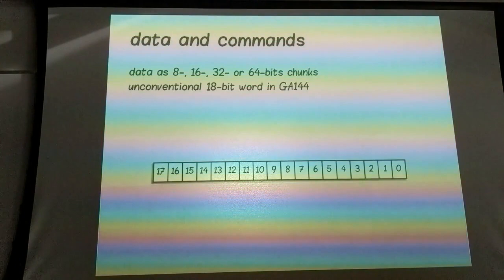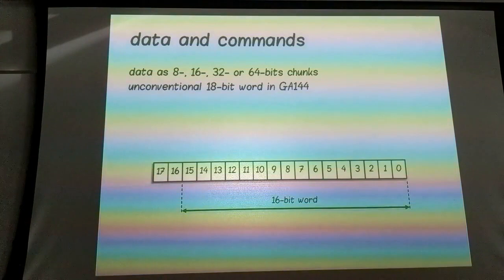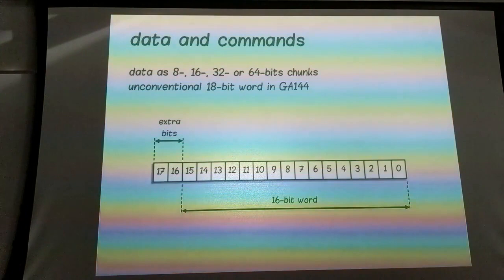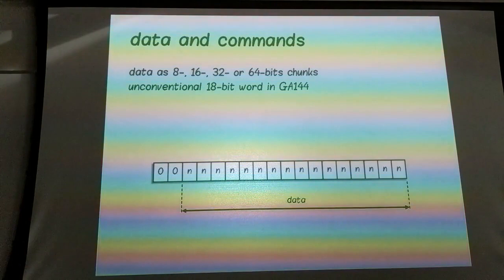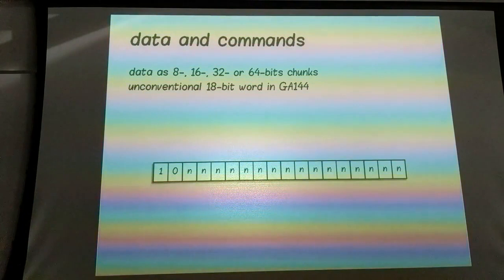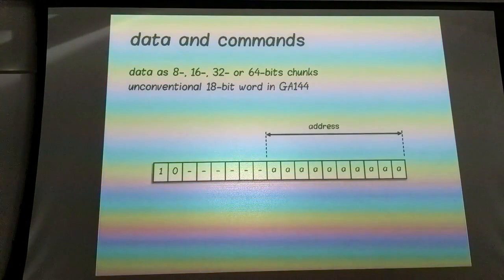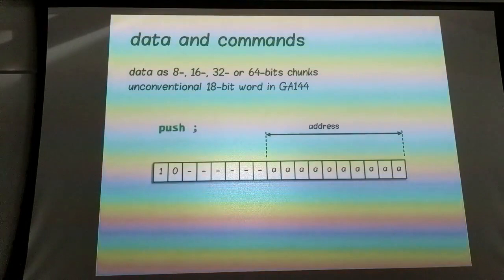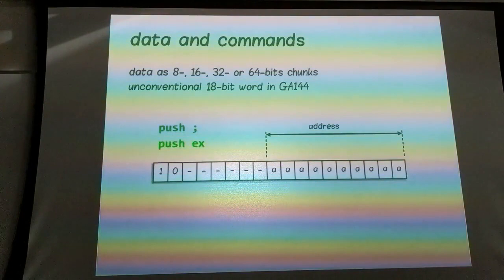One important note about data and commands. As was recently discussed on the SVFIG forum, it has become a de facto standard to treat data in multiples of 8 bits. Thus, we usually have 8, 16, 32, and even 64-bit words. One advantage of the GA144 chip is its unconventional 18-bit word. In such a word, we can have, for instance, 16-bit data right justified. This gives us two extra bits that can be used as a kind of supplementary information embedded in data or simply a flag. We can have a stream of bytes or 16-bit words with top 2 bits cleared. This would be our data.